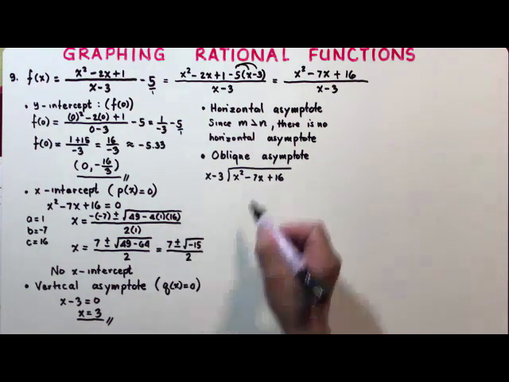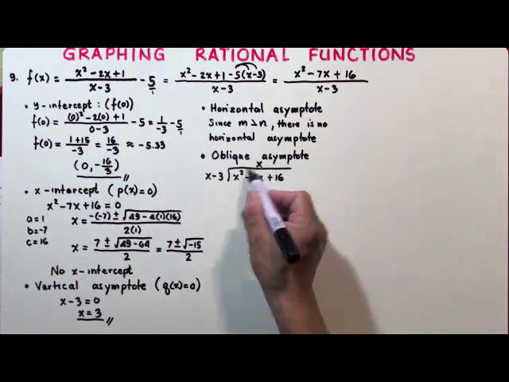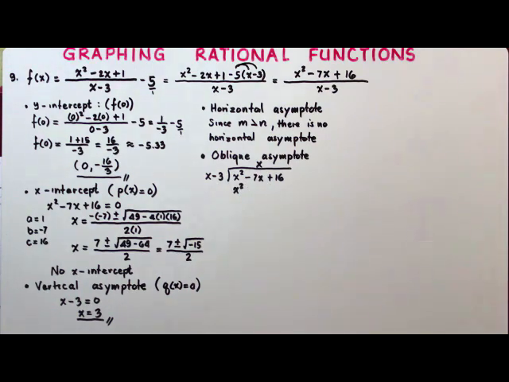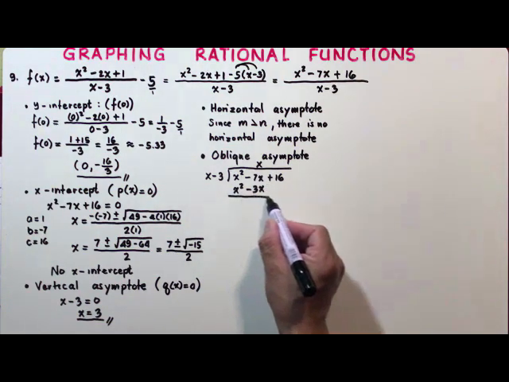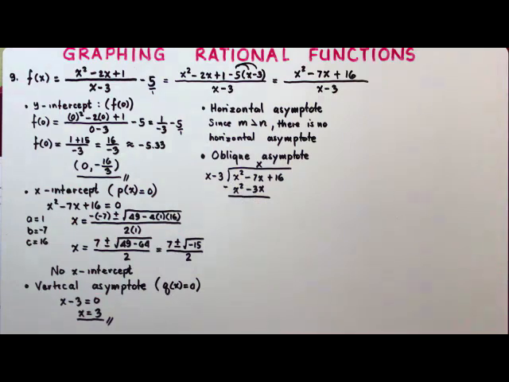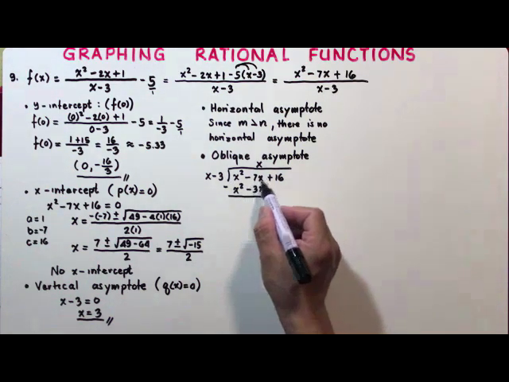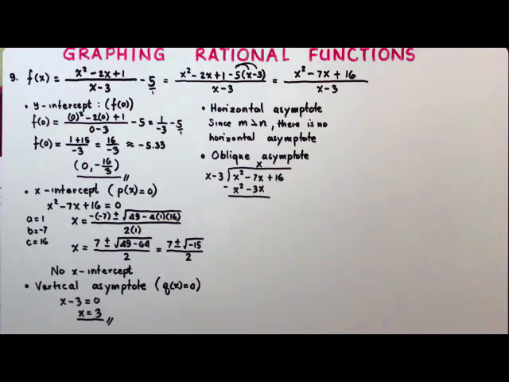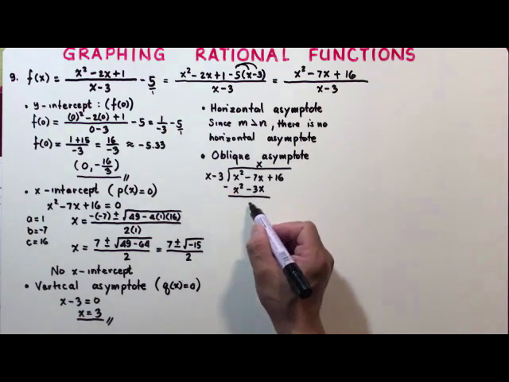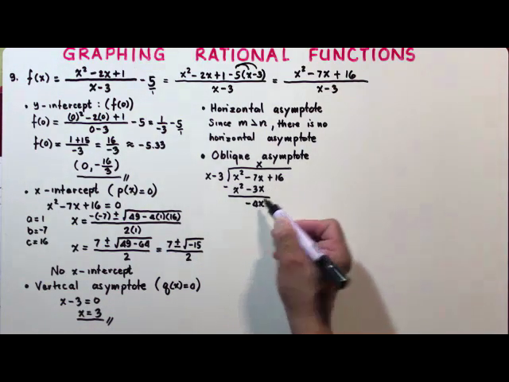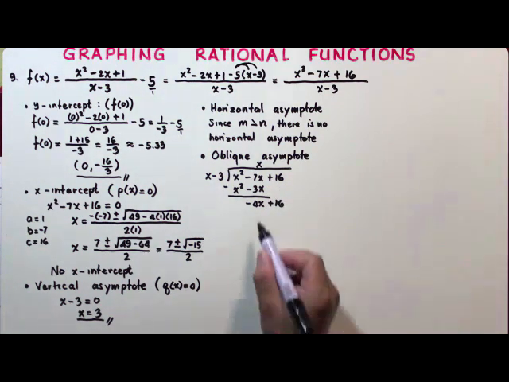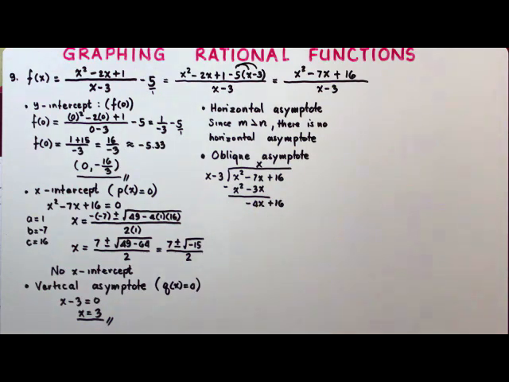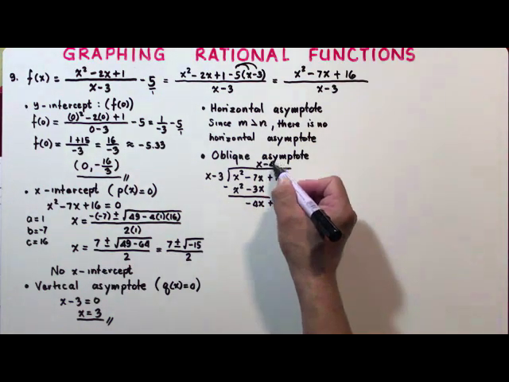So x squared divided by x is x. So x times x is x squared, and x times the negative 3 is minus 3x. And subtracting this one, x squared minus x squared is 0. And minus 7x minus the negative 3x is the same as minus 7x plus 3x, and that is minus 4x. And bringing down the next term, which is 16, we can divide minus 4x by x, and the quotient is minus 4.